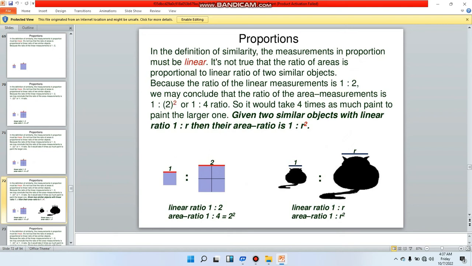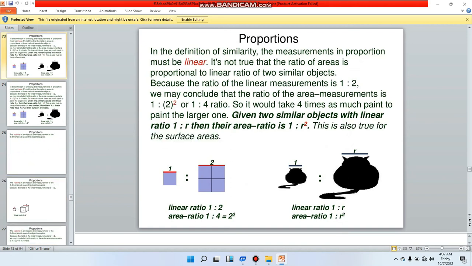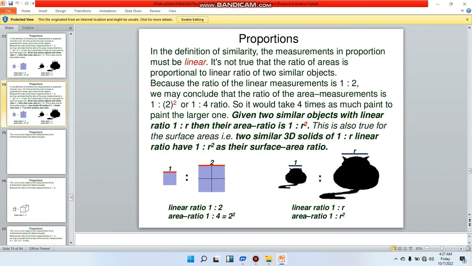Given two similar objects with linear ratio 1:r, their area ratio is 1:r square. This is also true for surface areas. Two similar 3D solids of 1:r linear ratio have 1:r square as their surface area ratio.